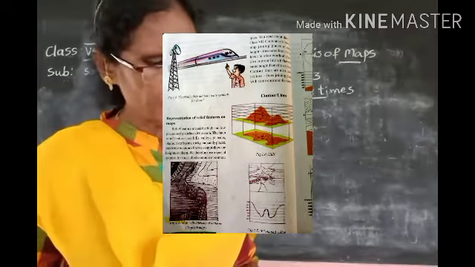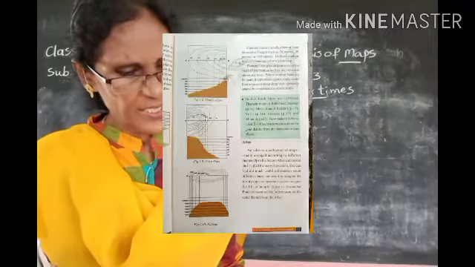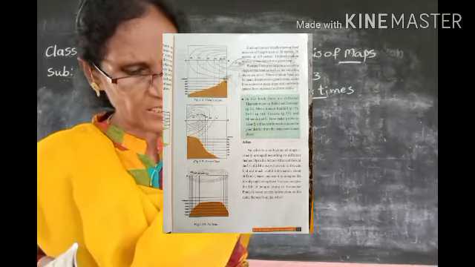Next, representation of relief features on maps. Relief features means the high and low places on the surface of the earth.